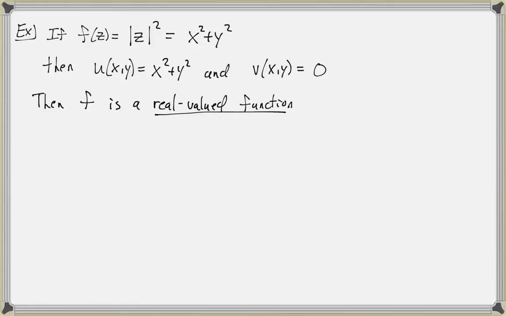So the outputs f of z are always real numbers, so it's a real valued function, but the inputs are complex numbers. So it's a real valued function of a complex variable. f takes complex numbers and sends them to images in the real numbers. Polynomials will be an important class of complex valued functions.